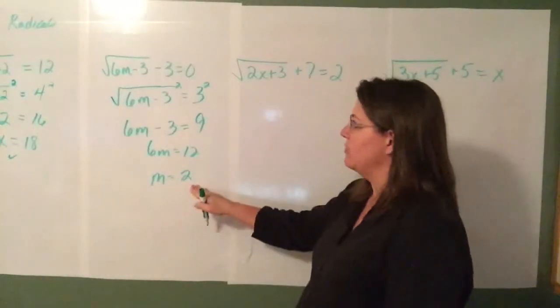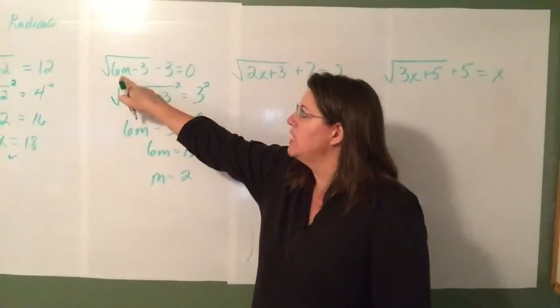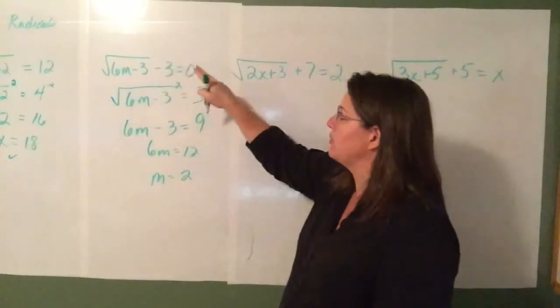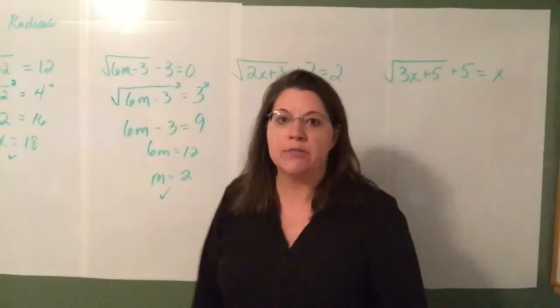I will take that answer and plug it back into the original equation. 6 times 2 is 12. 12 minus 3 is 9. Square root of 9 is 3. 3 minus 3 is 0. We can keep that answer. Nothing to be thrown out there either.